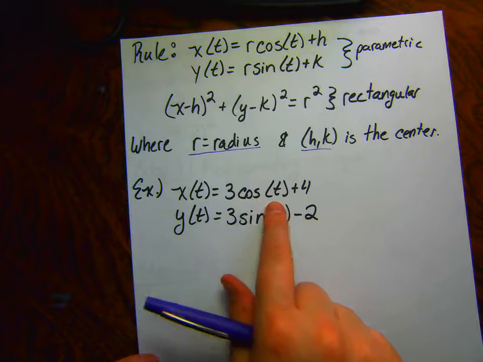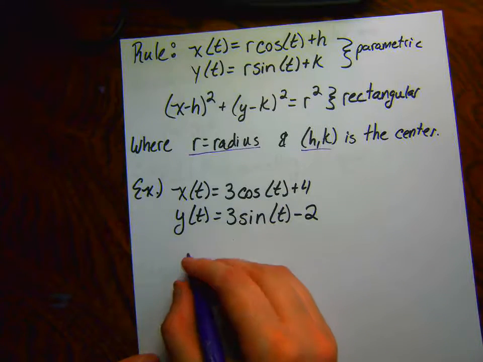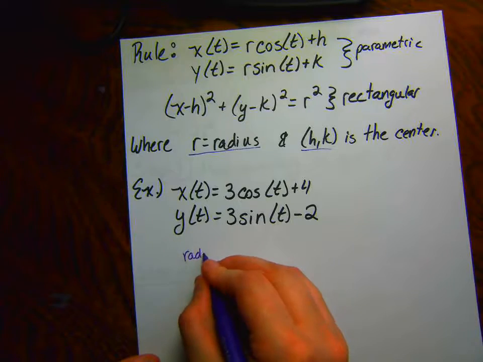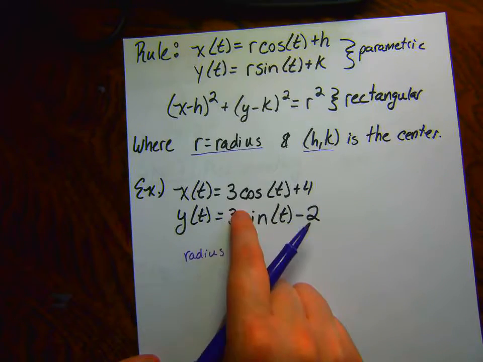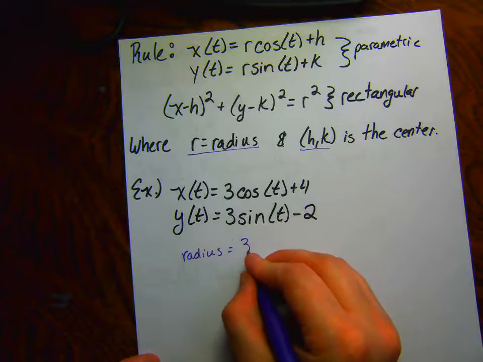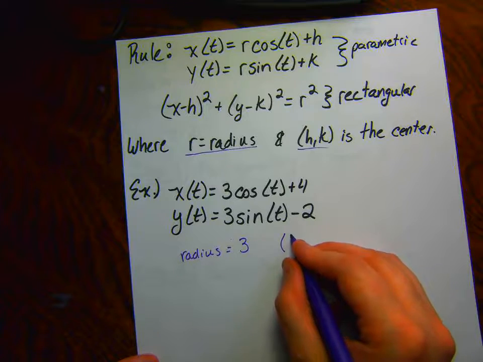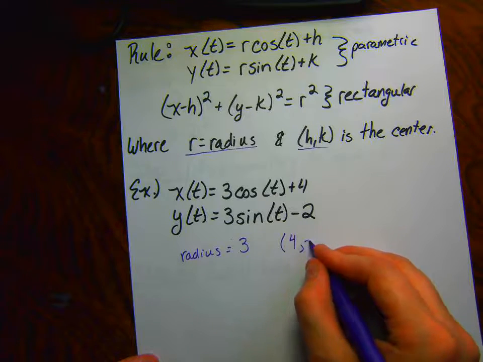So if we look at this equation here, then our radius is going to be 3, because that is our r, so our radius is 3. Our center, h k, is going to be 4, comma, negative 2.